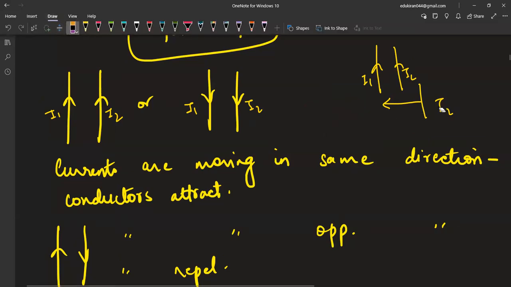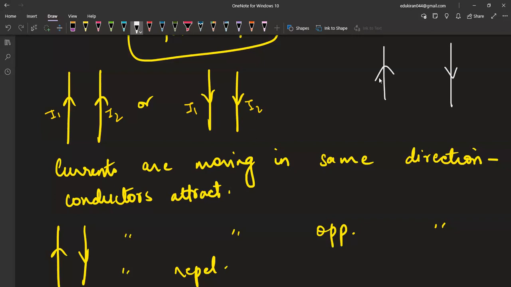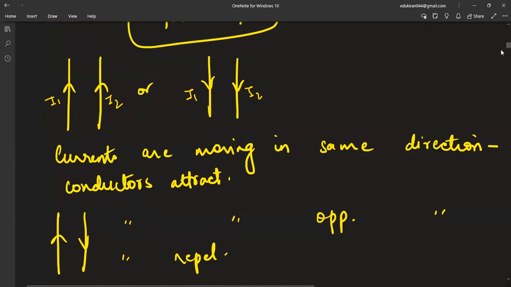And in the opposite case, if the wires are present with opposite currents, whether this is up and this is down, or this is down and this is up, they will repel. That means they will move opposite to each other. This is it that you have to remember for their direction. That's it. No need to apply any rule.